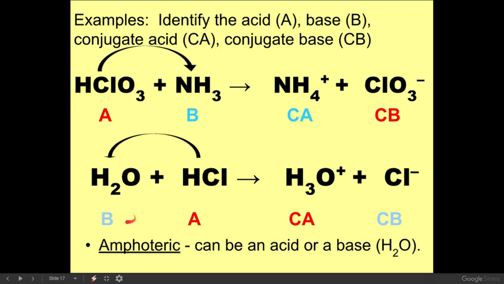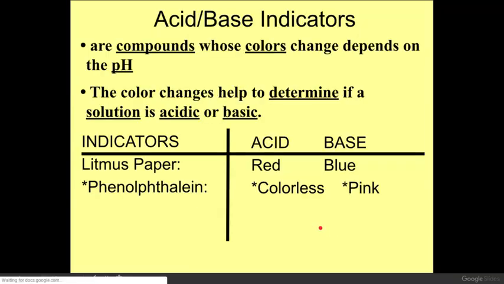So this acid gives its hydrogen to the water molecule, becoming hydronium, H3O. So that becomes the conjugate acid. This acid loses its hydrogen and becomes its conjugate base. Amphoteric here means it can be an acid or a base, which is the H2O.